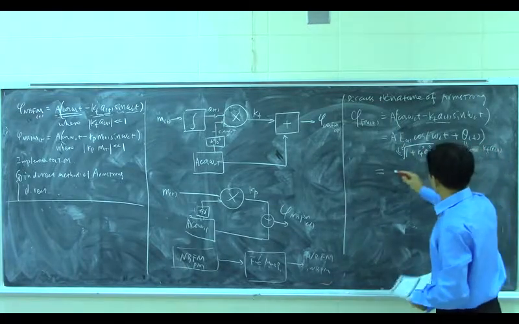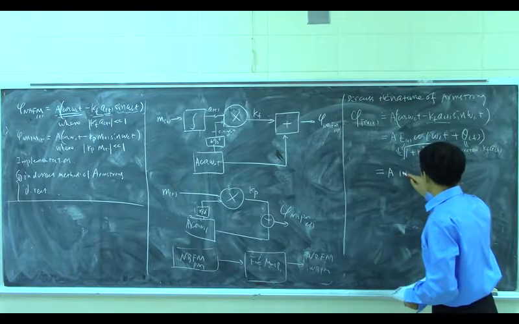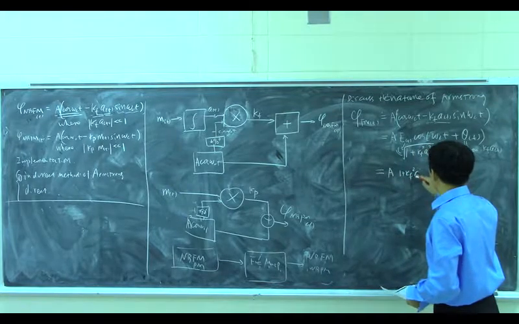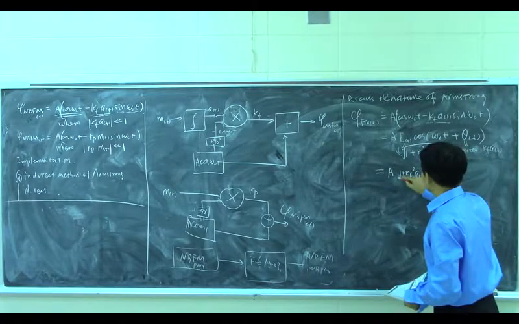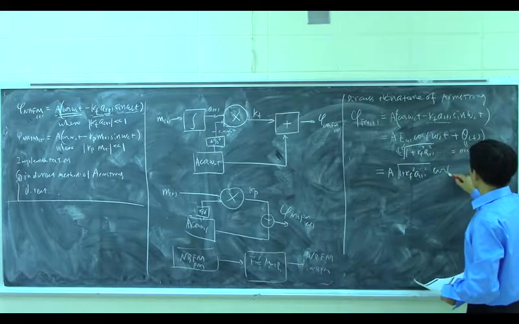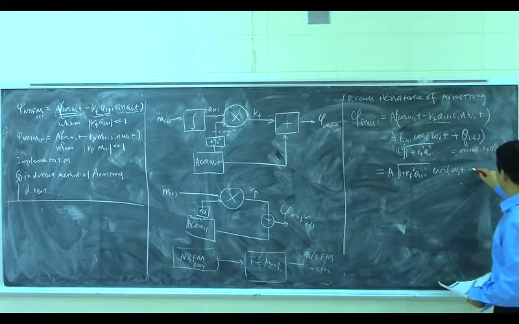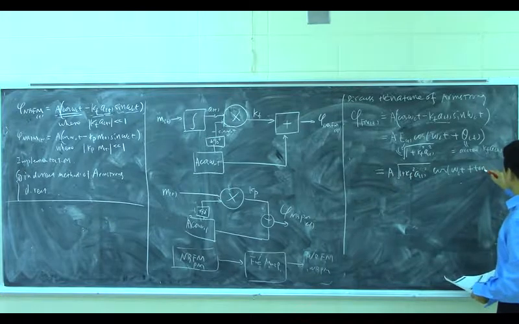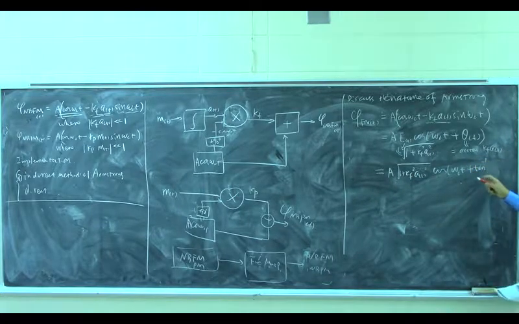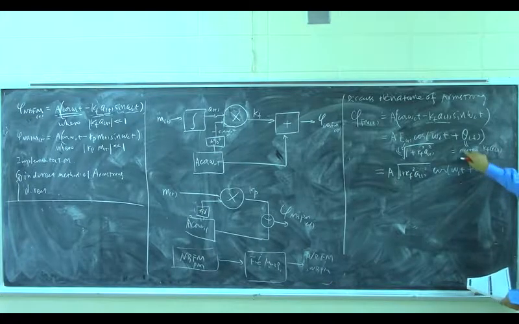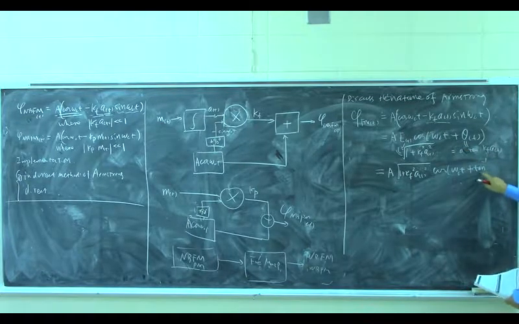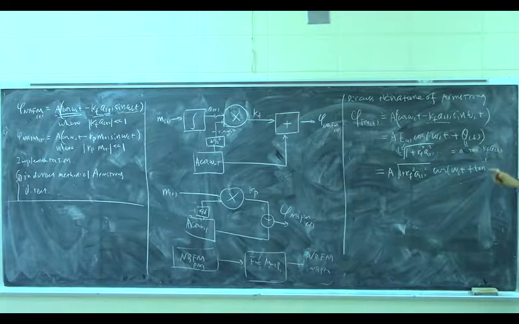Right, so now we can rewrite this. A times the square root of 1 plus KF squared AT squared, then cosine omega CT plus arctangent. Some use arctangent, some use tangent negative 1, that's the same thing, the inverse function. So then KF times AT.